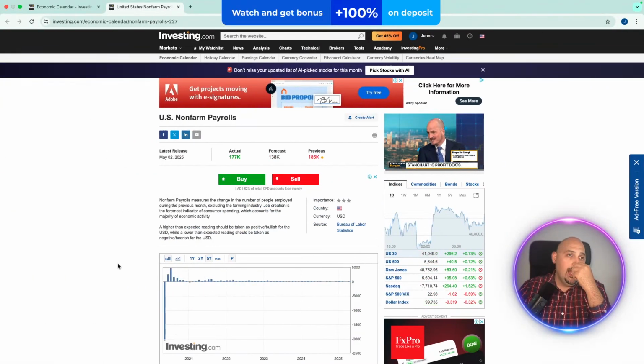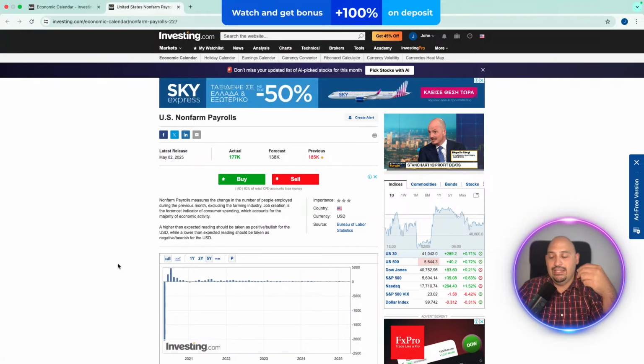Non-farm payrolls measures the change in the number of people employed during the previous month. This particular news is released once every month. Again, it excludes the farming industry for the same reason I explained before. It's seasonal. It's not something that you can actually measure every month.